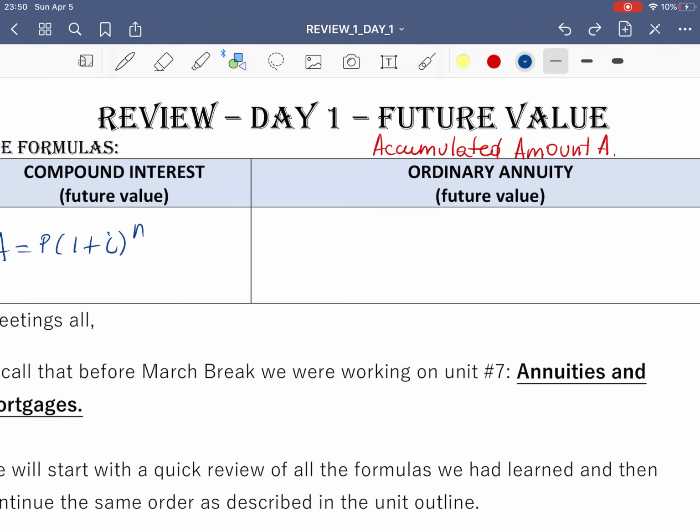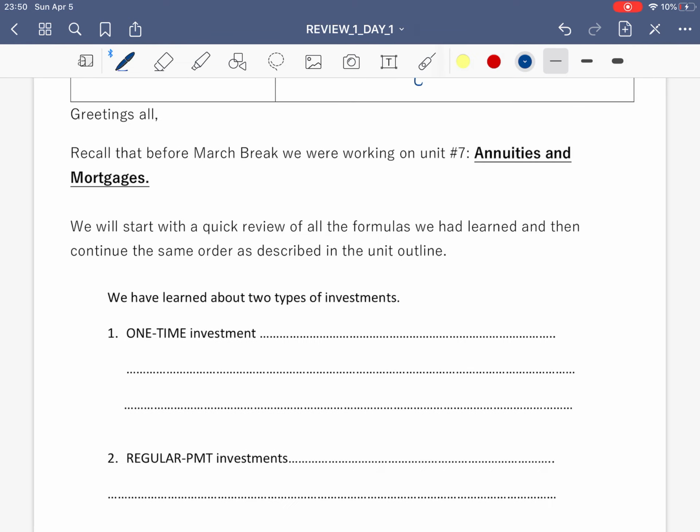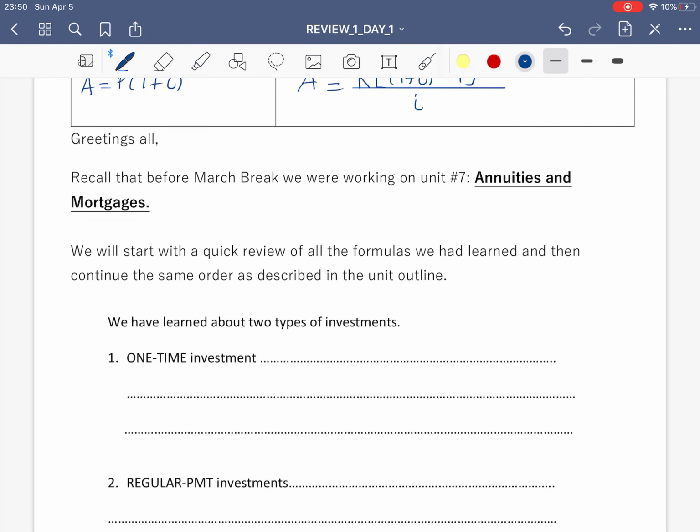The next formula that we are going to mention here is ordinary annuity. So remember that here we had this big long formula, the big fraction. That would be A equals R, big square brackets, (1 plus i) to the power of n minus 1, and that divided by i. We're going to talk a bit about these two formulas.